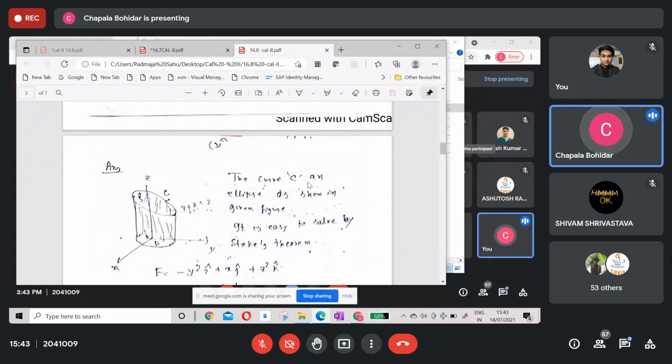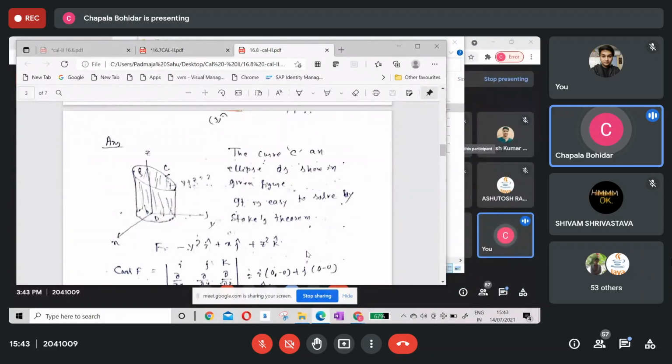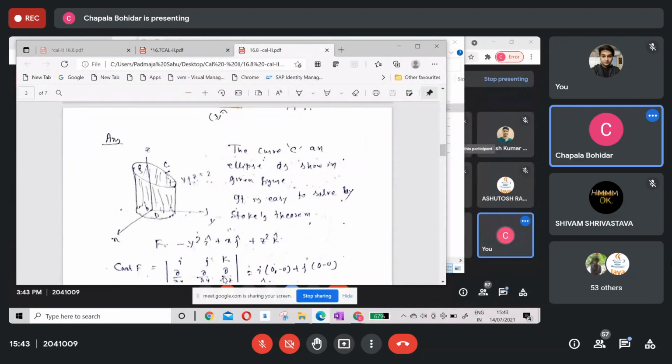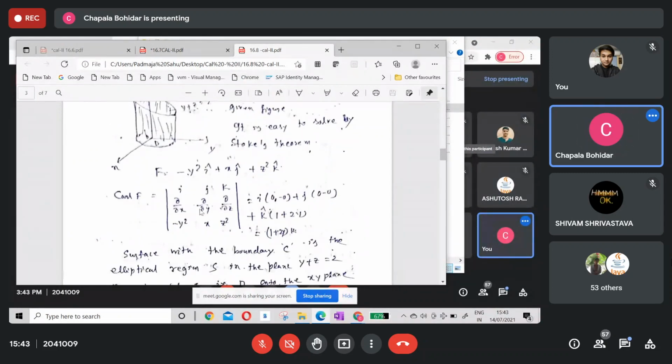The curve C, an ellipse, is shown in the figure. It is easy to solve by Stokes theorem. Here F is given as minus y squared i, x j, and z squared k. Curl F is the determinant of i, j, k; del by del x, del by del y, del by del z; minus y squared, x, z squared. That is (1 + 2y) k.